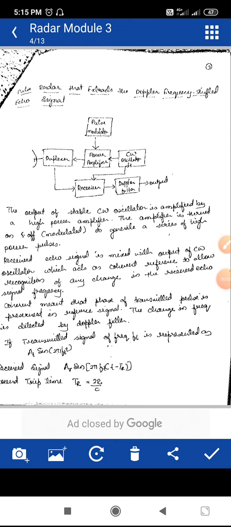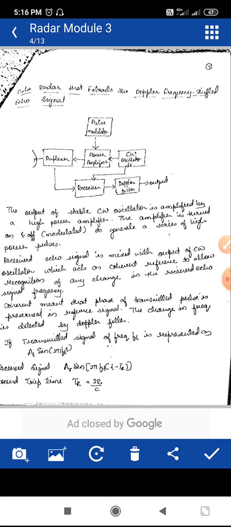So now we will continue with the pulse radar that extracts the Doppler frequency shifted echo signal. In the last block diagram, although it was a Doppler radar, it was not a pulse radar. That is, we cannot use that block diagram as a pulse radar, which transmits pulses.